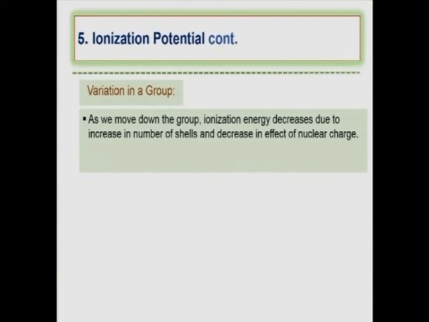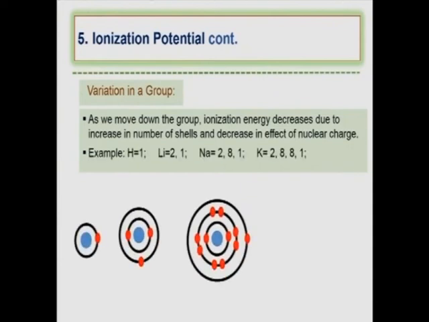Why it decreases is due to the increase in number of shells and decrease in effective nuclear charge. What happens when you move down? Effective nuclear charge decreases, and there is an increase in the number of shells, which results in a decrease in ionization potential as we move down in a group. You can see the examples here.